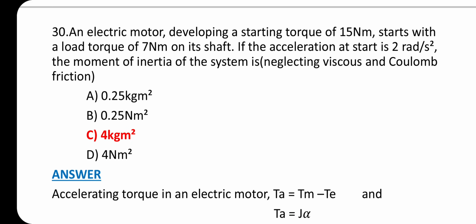Question number 30. An electric motor developing a starting torque of 15 Newton meter starts with a load torque of 7 Newton meter on its shaft. If the acceleration at start is 2 radian per second square, the moment of inertia of the system is, neglecting viscous and Coulomb friction, answer is option C, 4 kg meter square.